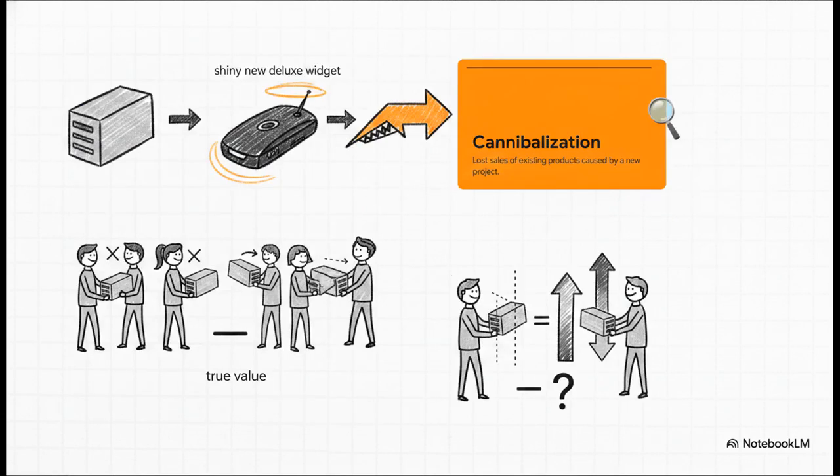Then we have cannibalization. This happens when a new project starts eating into the sales of your existing products. Let's say you launch a shiny new deluxe widget. It's going to generate $1 million in sales, which is fantastic. But because it's so great, 20% of your current customers stop buying your standard widget and just buy the new one instead. So you haven't actually gained a full $1 million in new value. You have to subtract the lost contribution from those standard widgets. That lost cash flow is cannibalization, and it is highly relevant.